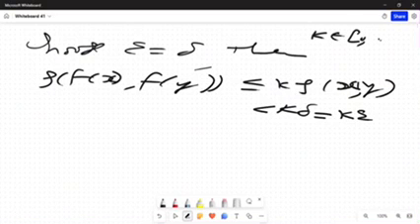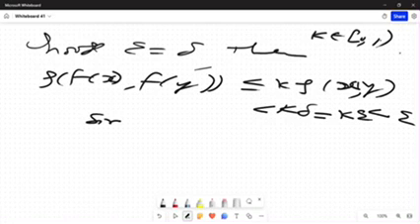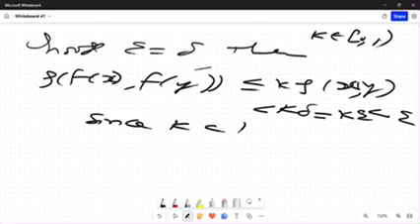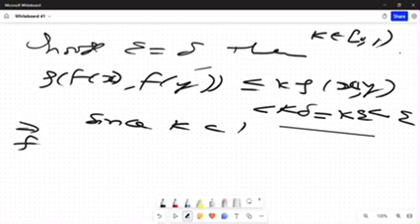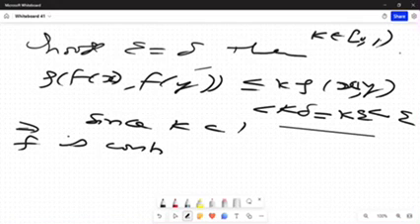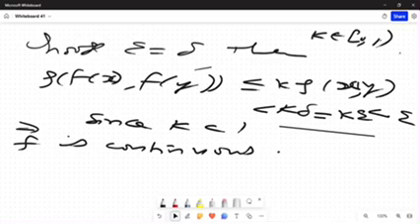K is a number between 0 and 1, not exactly 1. So this will be less than epsilon, since k is not even up to 1, k is less than 1. And what's the meaning of that? You have just shown that f is continuous. So every contraction map is actually continuous.